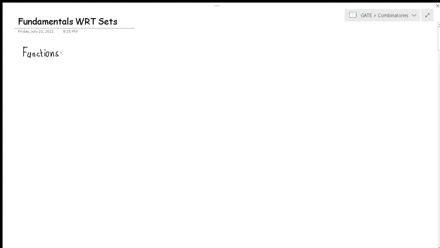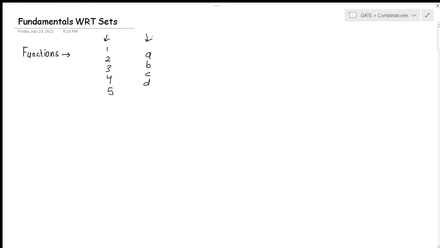What is a function? Okay. So if I ask you, you are having two sets. Let's say 1, 2, 3, 4, and 5 are the elements of the first set, and A, B, C, and D are the elements of a second set. So what I want you to do is tell me how many functions are possible. Now, to put it simply, a function is something where each element of this set will be associated with exactly one element of this set.